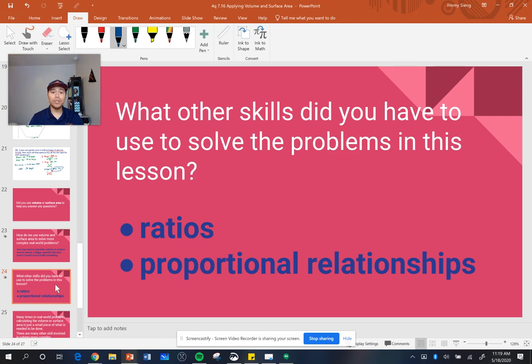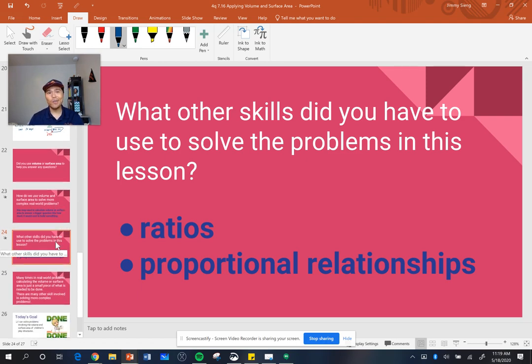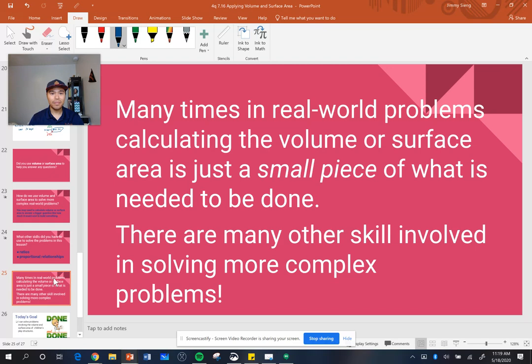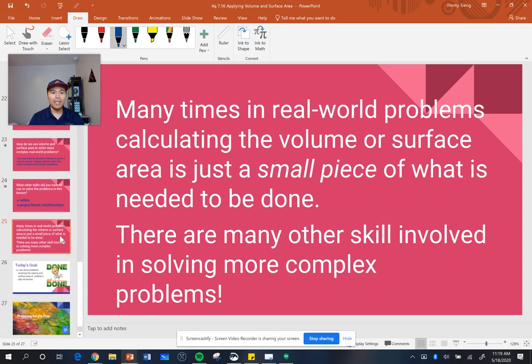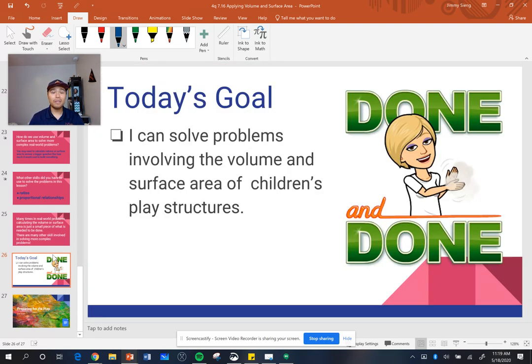What other skills did you have to use to solve the problems in this lesson? Well, we used ratios and proportional relationships, again with that constant of proportionality, some crazy stuff, right? And then many times in real world problems, calculating the volume or surface area is just a small piece of what needs to be done. So honestly, this math that we learned throughout this year is a small piece of a bigger picture, right? If we're trying to make things relevant in real life, it gets really complicated. That's the conclusion of what I'm going to tell you about math in general: the math we learn is just a small piece of the bigger picture of math, which is a lot harder than it seems. That's why people go to college for it.